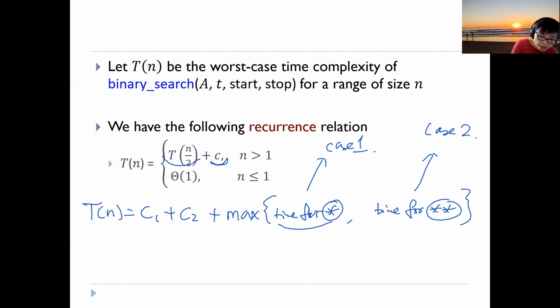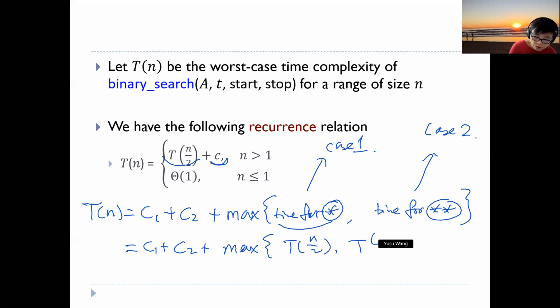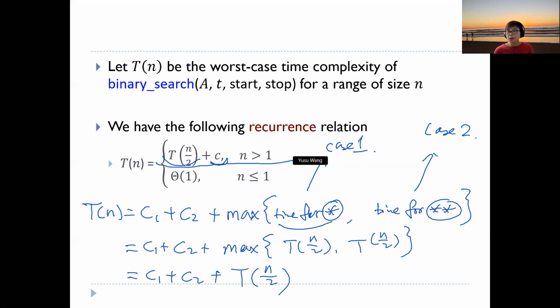As such, we have C1 plus C2 plus the max, the larger of T of n over 2 and T of n over 2. And the larger of these two is just T of n over 2. So we have C1 plus C2 plus T of n over 2, and that's what we have here. Because this is just a constant, I'm writing only a single constant here now.